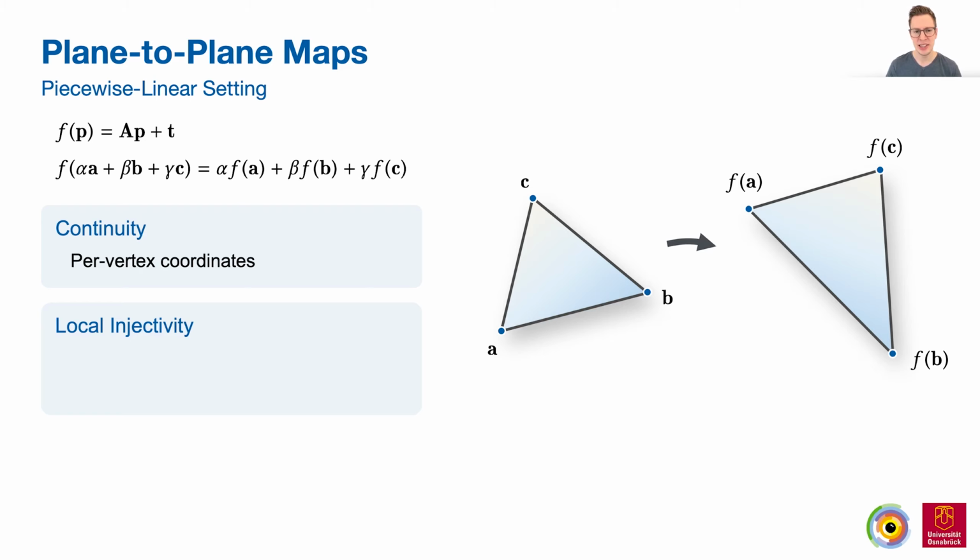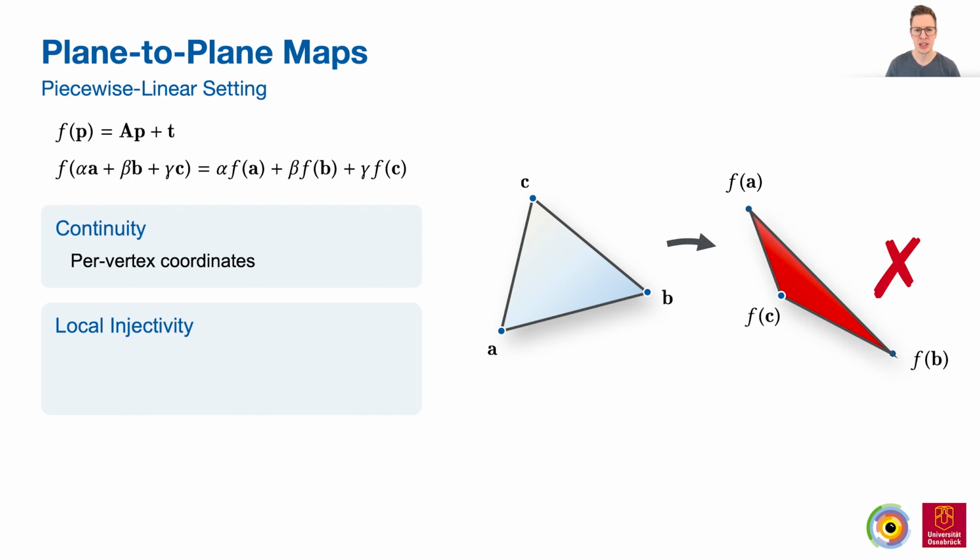Regarding local injectivity, to create a foldover, that is a locally non-injective situation, there needs to be at least one triangle that flips, meaning that it reverses its orientation under the map. And we can easily detect that by looking at the signed area of the mapped triangle. And this has to be strictly positive.